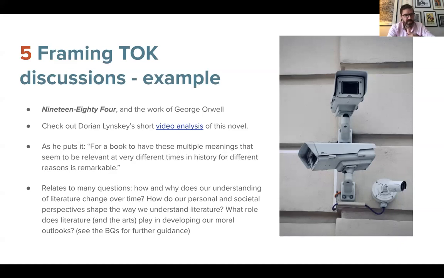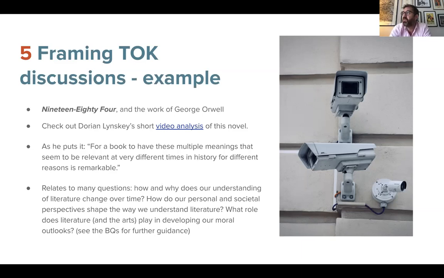Okay, so for us in TOK, that might lead us to some very interesting questions about this book, about the work of George Orwell in general. For example, how and why does our understanding of literature change over time? How does it relate to what's going on in society at any moment? I'm not going to mention any names of any world leaders, but you can probably see the subtext there. How do our personal and societal perspectives and biases shape the way we understand literature?